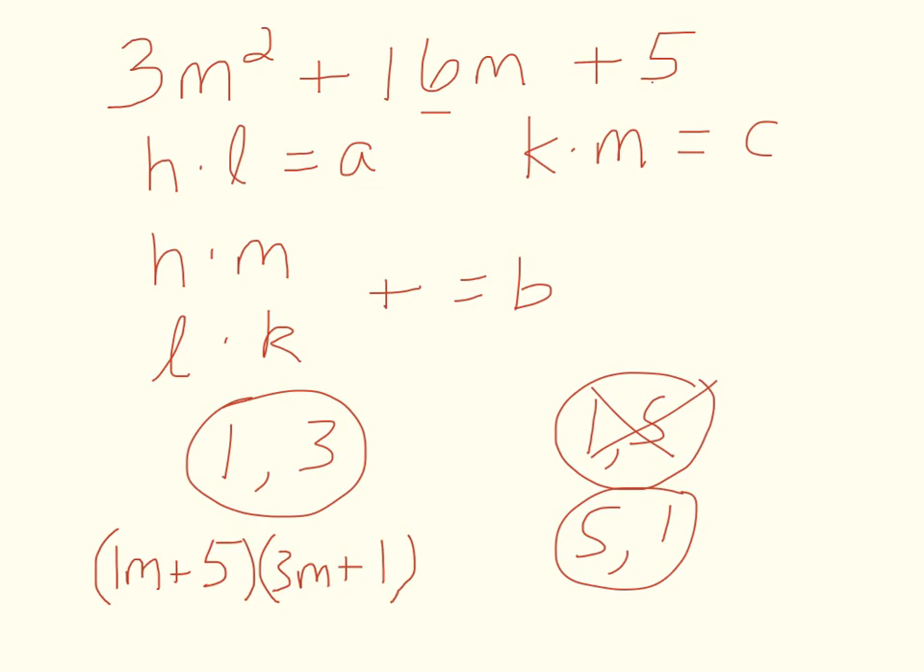So let's run through that real fast. 1m times 3m, that's 3m squared. Got our first term, good. Then our outer pair, 1m and 1, that makes m. 5 times 3m is 15m. Those are like terms, so we have m plus 15m for a total of 16m. We're safe there. And then our last gives us 5 times 1, 5, the proper c. So we have factored this correctly. And again, just double check that you don't have any common factors between 1m and 5, none, and 3m and 1, also none, other than 1, which is useless to us.